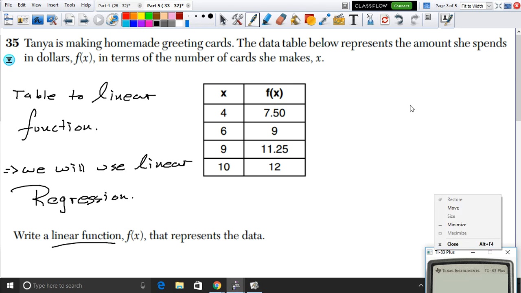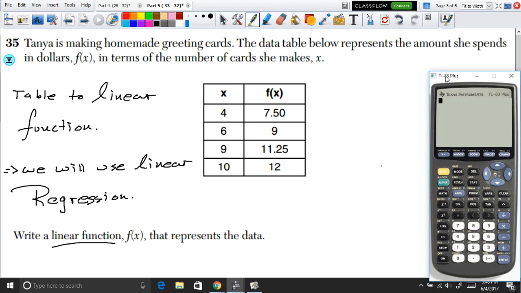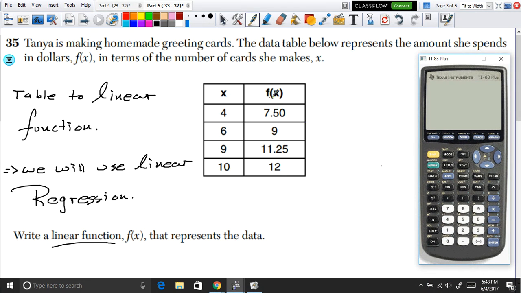We will use a linear regression. Now, what is a linear regression? Well, a linear regression is done for you by the calculator. So the first thing that we need to do is put the table values in your calculator. To do that, we're going to hit stats and we're going to hit edit.